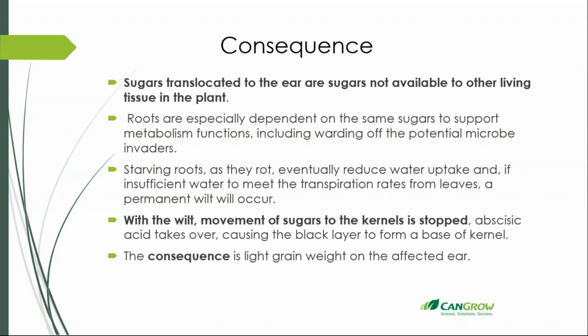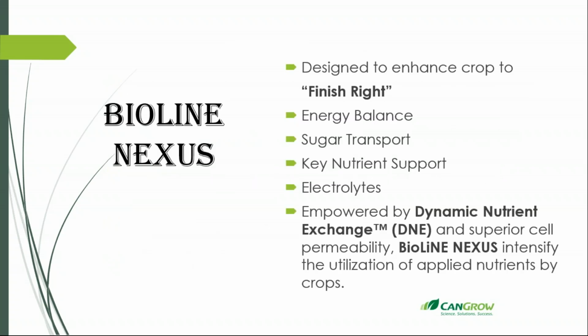So that's the consequences. The solution: we have come up with a product called BioLine Nexus. It's designed to enhance crop finish, energy balance, sugar transport, key nutrient support, and electrolytes. It's empowered by dynamic nutrient exchange and superior cell permeability. BioLine Nexus intensifies the utilization of applied nutrients by the crops.